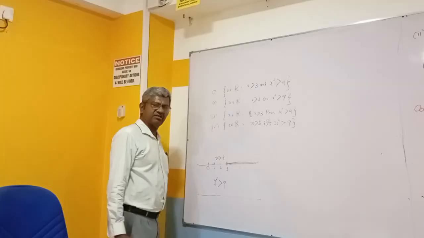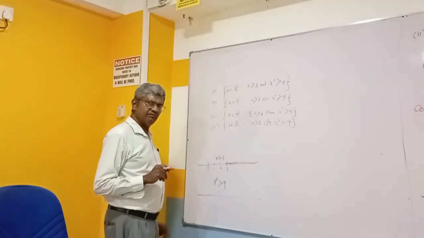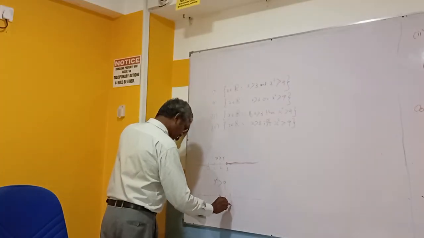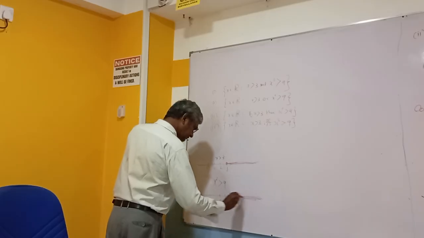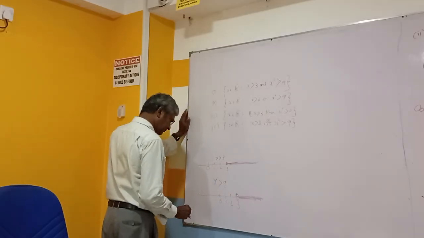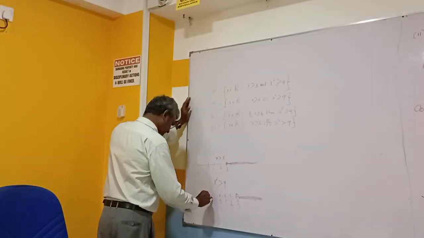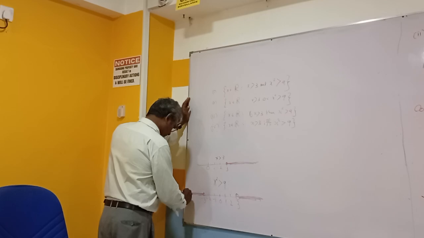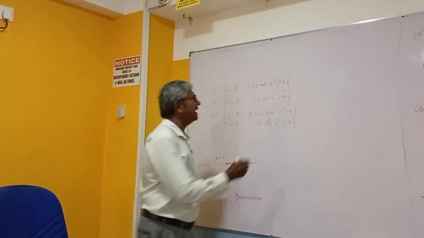Now I want to draw the x squared greater than 9 set. What is it? X greater than 3, and x is less than minus 3. Okay. Now using this, we can answer this.